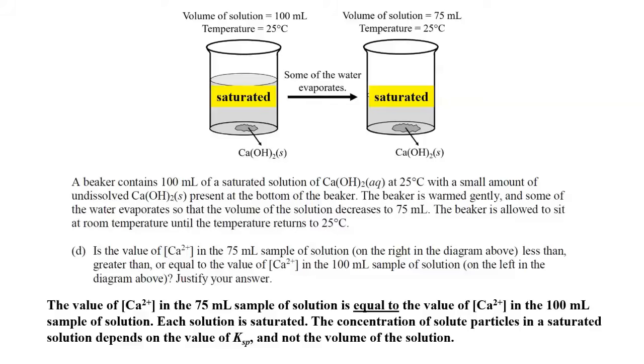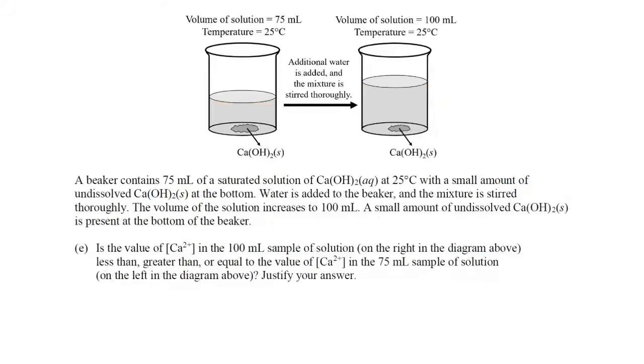Now that I have explained the answer to part D, I think it'll make part E much easier to understand. Here is the situation for part E. It says a beaker contains 75 milliliters of a saturated solution of calcium hydroxide at 25 degrees Celsius with a small amount of undissolved solid calcium hydroxide at the bottom.